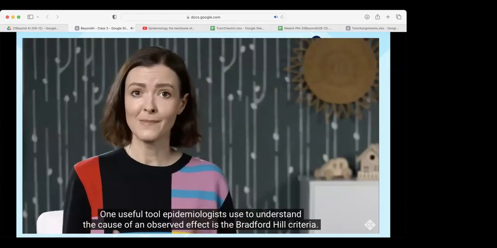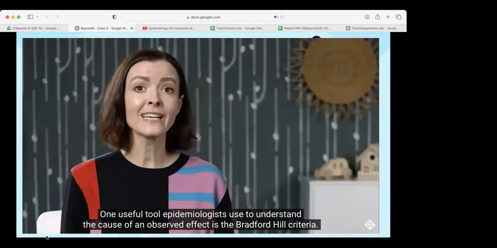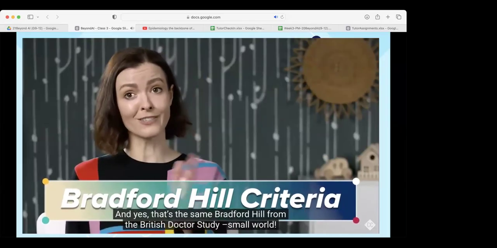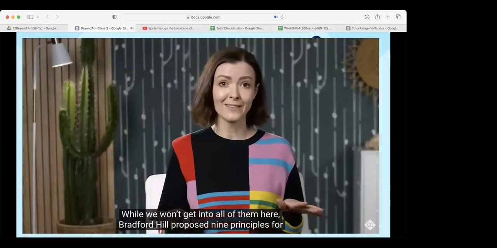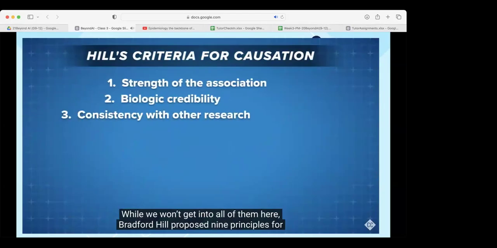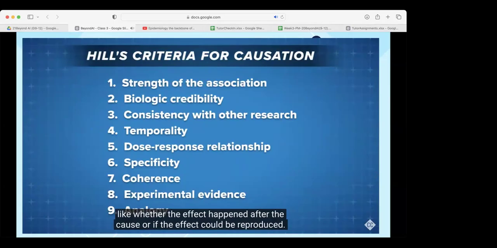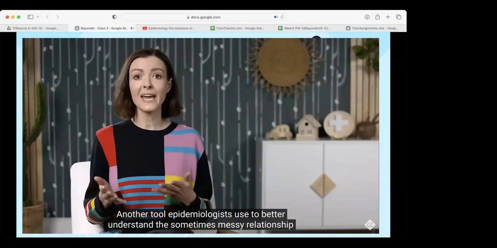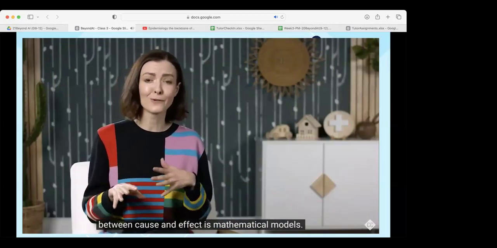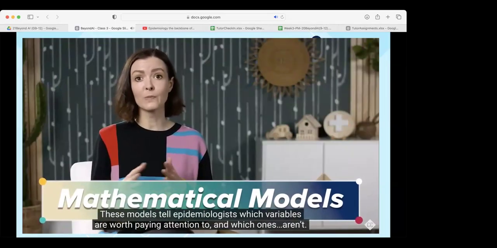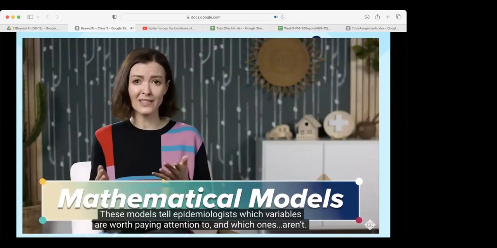One useful tool epidemiologists use to understand the cause of an observed effect is the Bradford Hill criteria. And yes, that's the same Bradford Hill from the British doctor study. Small world. While we won't get into all of them here, Bradford Hill proposed 9 principles for establishing evidence of a causal relationship between a presumed cause and an observed effect. Like whether the effect happened after the cause or if the effect could be reproduced. Another tool epidemiologists use to better understand the sometimes messy relationship between cause and effect is mathematical models. These models tell epidemiologists which variables are worth paying attention to and which ones aren't.